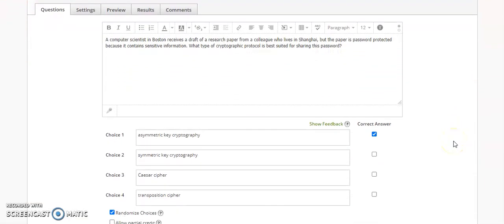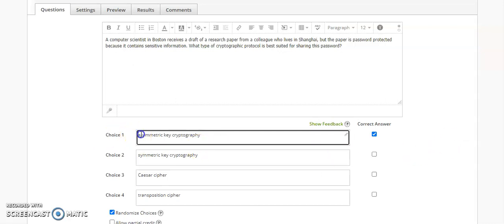computer scientists in Boston want to draft a research paper from a colleague who lives really far away. It has sensitive information in it. What's the best way to share this? If you're far away, you're in a sense talking to strangers online. So again, you want to utilize asymmetric key cryptography or public key cryptography. Those are the exact same things.